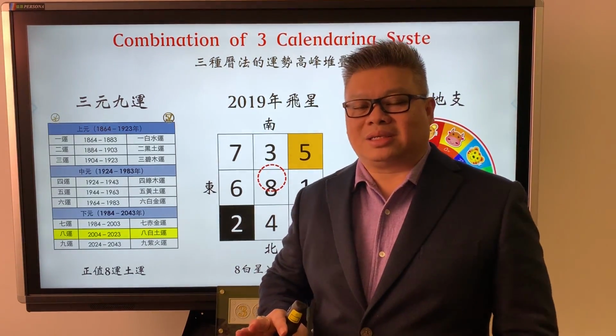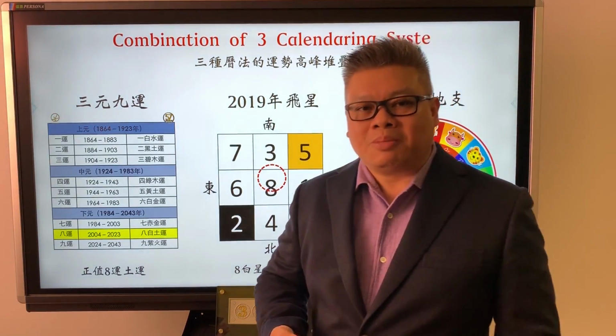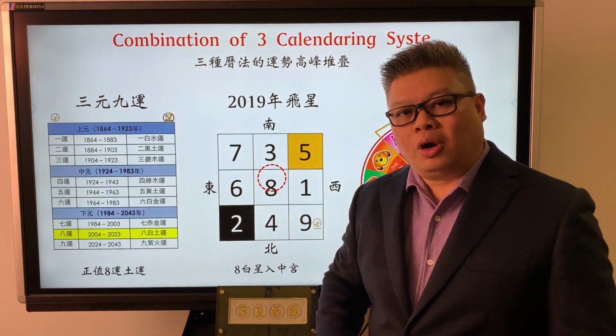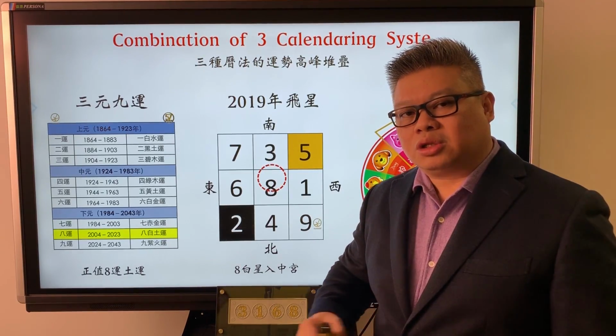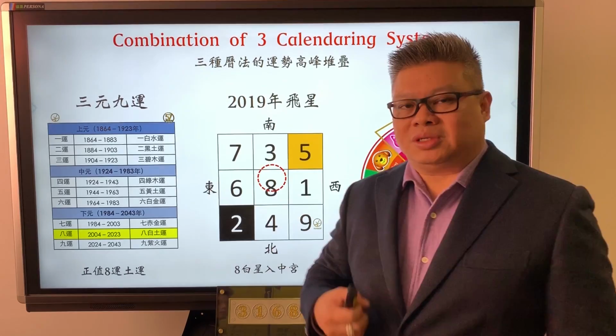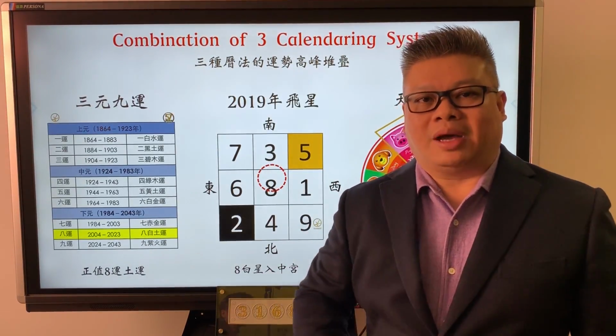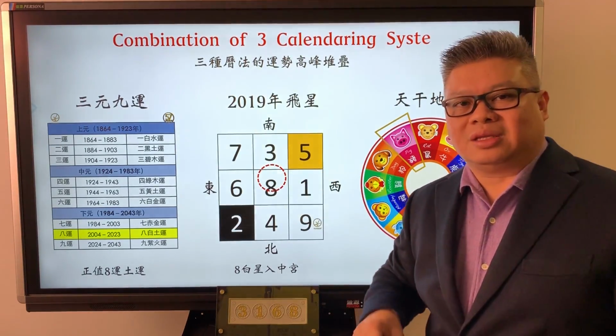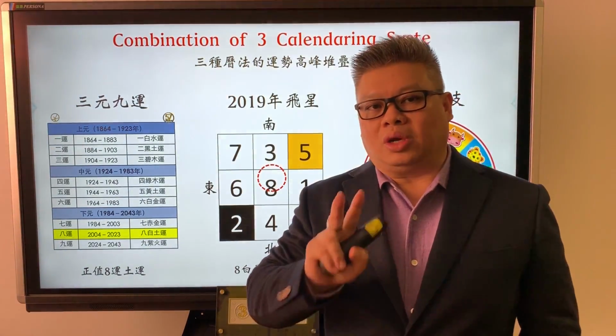So it's very complex, but I'm trying my best to simplify. We are in period 8, which is 2004 to 2023. So in total there are 20 years. In these 20 years, number 8 is the key, the master, the commanding star. This occurrence where the 8 falls right in the center in these 20 years only occurs twice.